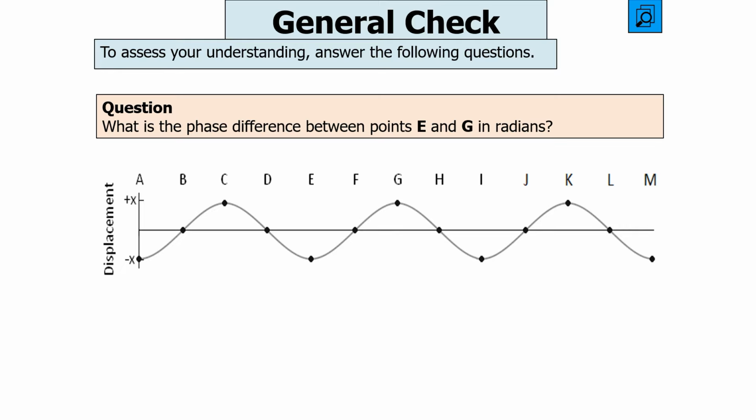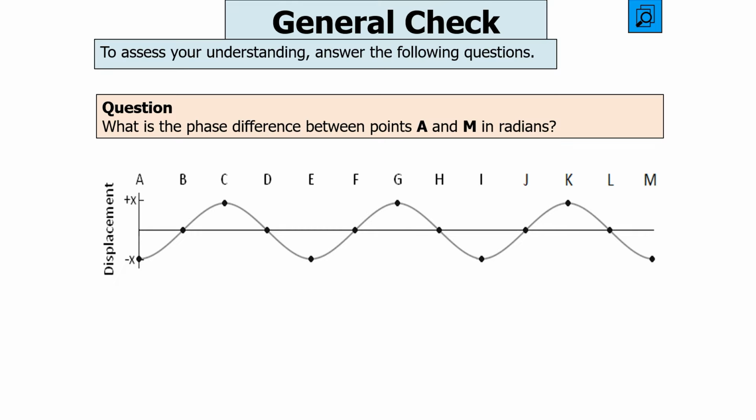What is the phase difference between points E and G in radians? When you look on here, it's going to be half a wavelength, so that's 1 pi radians. What is the phase difference between points E and L in radians? Pause the video now, then unpause the video when you want to go through your answer. The answer is 1 3/4 radians.